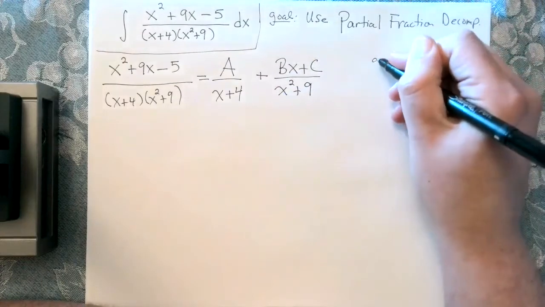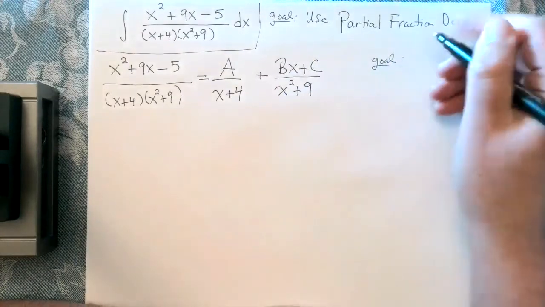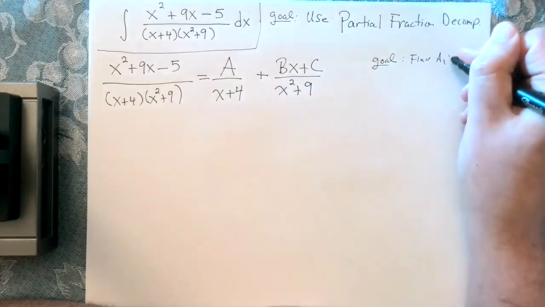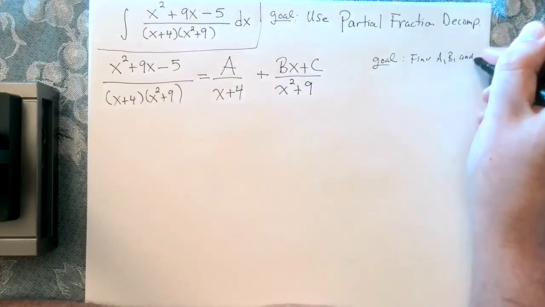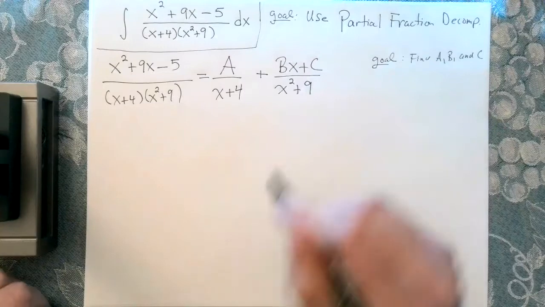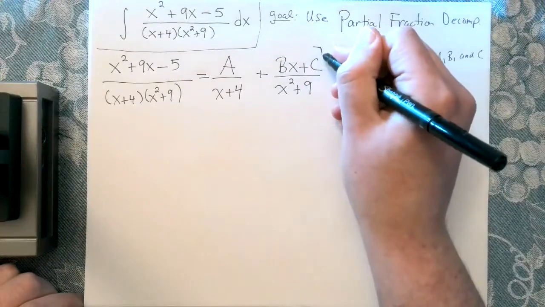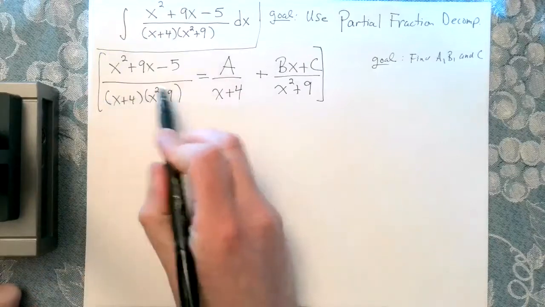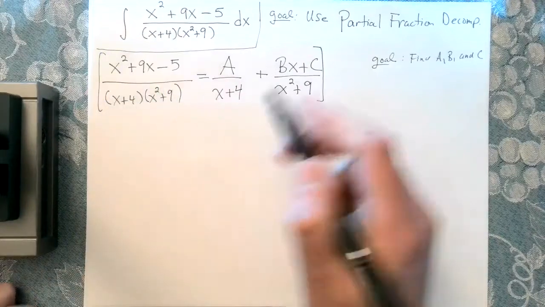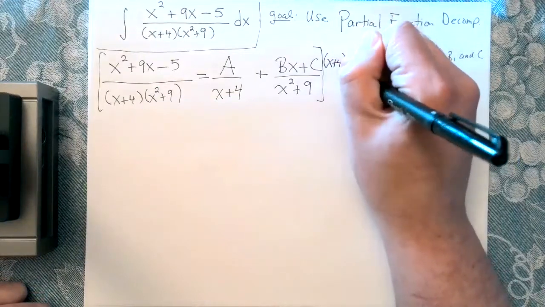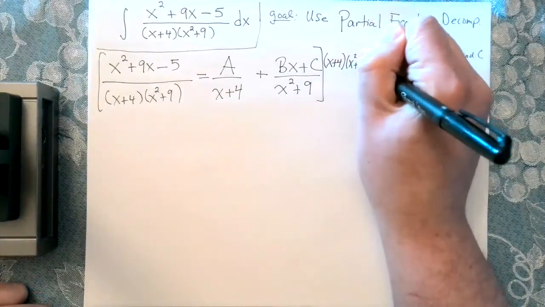Our next goal is to find a, b, and c. And so really that's more algebra. So we want to get rid of the fraction. What we want to do is multiply the whole thing by the least common multiple of all the denominators. So multiply everything by x plus 4 times x squared plus 9.